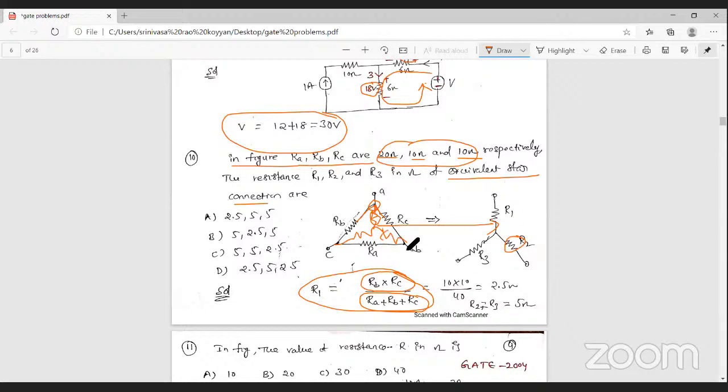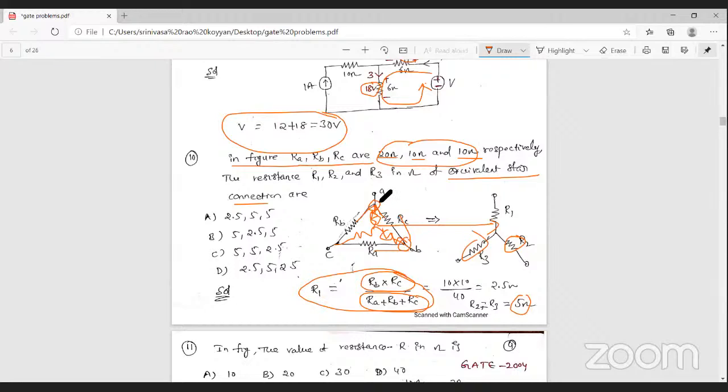So the R2 resistance is connected in this node. Then in this node, what is the delta value? That is RC and RA. So multiply these two, RA into RC, divided by the total resistance, then you can get the resistance. And similarly R3 also. Okay, so that is problem number 10.